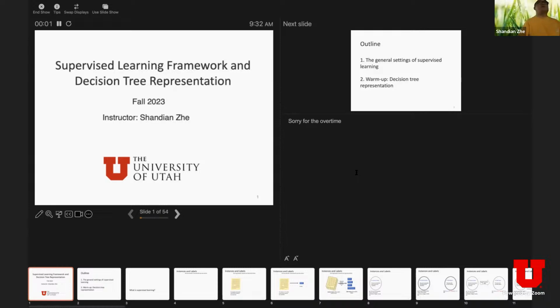Okay, any questions so far? Is everyone comfortable with this overview of decision trees? Okay, great. So now let us look at some concrete examples.